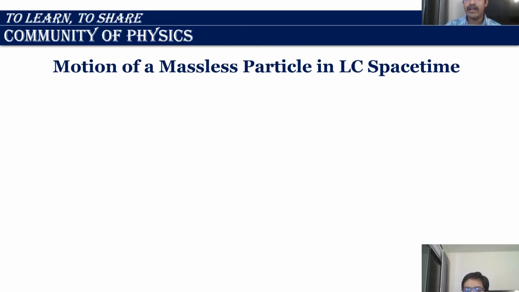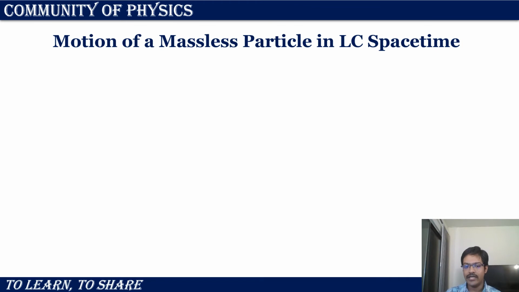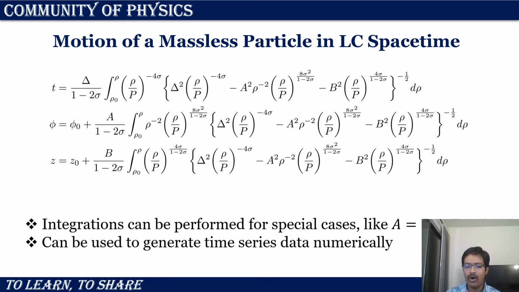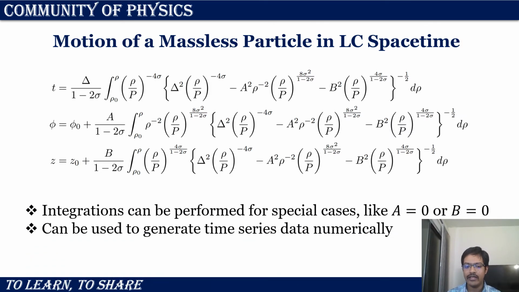A similar analysis we can do for massless particles to give these expressions for t, phi and z in terms of rho. Now, this expression once again can be used to generate time series data. However, for special cases like a equals 0 or b equals 0, this expression reduces to the Euler-Gauss hypergeometric function.